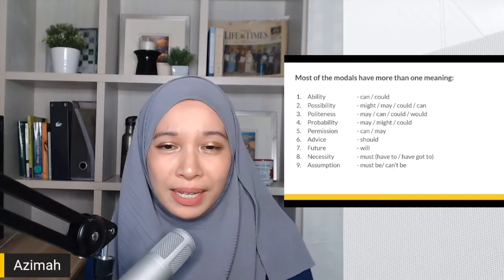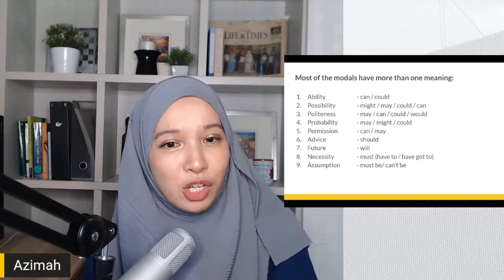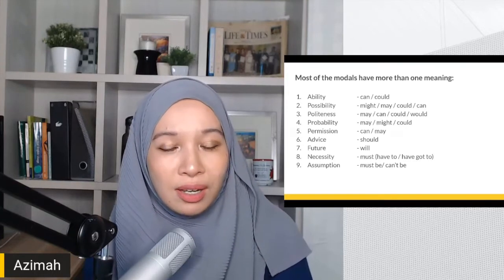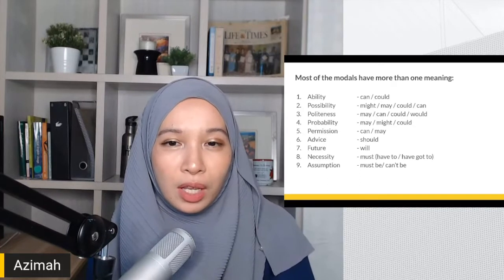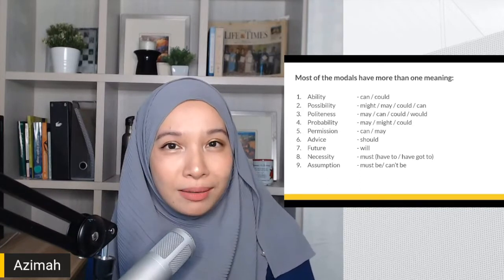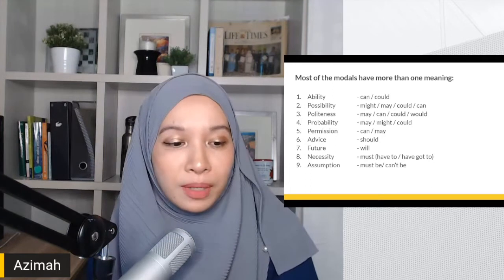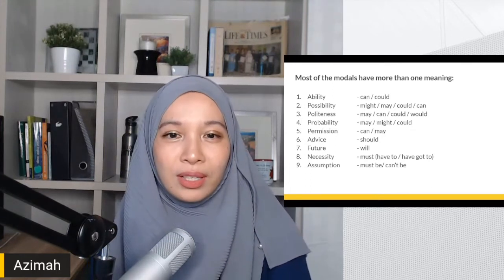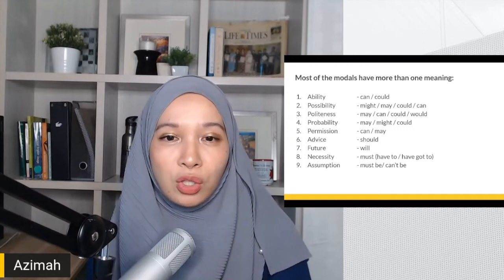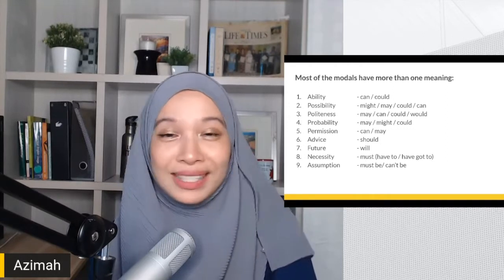So that's probability. Number 5 is permission. We can use can or may. For example, if you want to be polite and interrupt somebody, you say, may I interrupt, please? May I interrupt? So that's a polite way to ask for permission. Or, may I sit down?